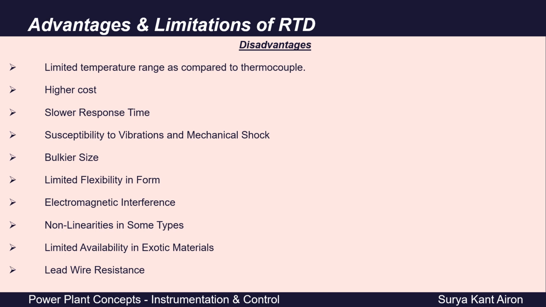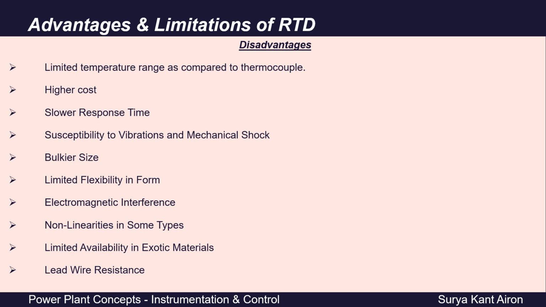Also, while platinum RTDs are known for their linear response, other types of RTDs such as nickel or copper may exhibit non-linear characteristics, especially over a wide temperature range. Next limitation could be limited availability in exotic materials. While platinum is the most common material for RTD, other exotic materials might be needed for specific applications, and the availability of RTDs in these materials could be limited, and the cost may increase significantly.